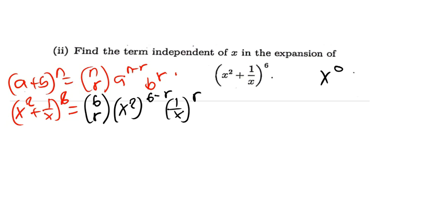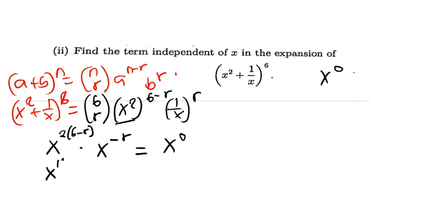The first part is x raised to the power 2, then in the bracket 6 minus r, then 1 over x. If x is on the denominator, that becomes x raised to the power negative 1. So negative 1 times r is negative r. You equate this to the term independent of x, which has x to the power 0. Now we are dealing with indices. If I multiply, 2 times 6 is 12, minus 2r, then times x to the power negative r is equal to x to the power 0.